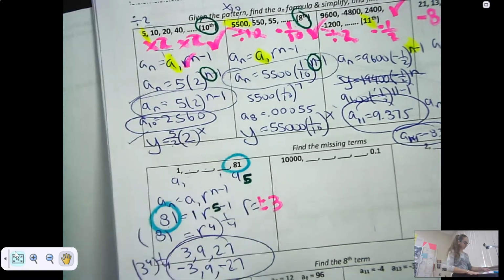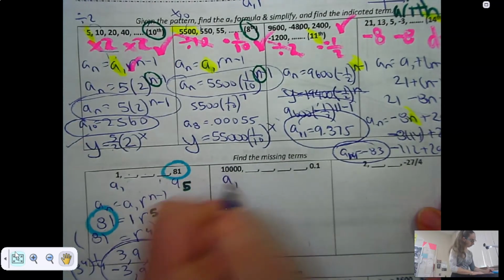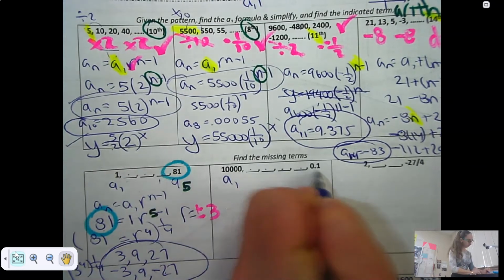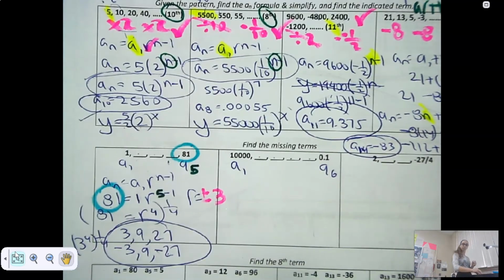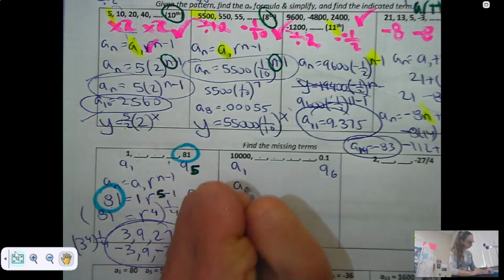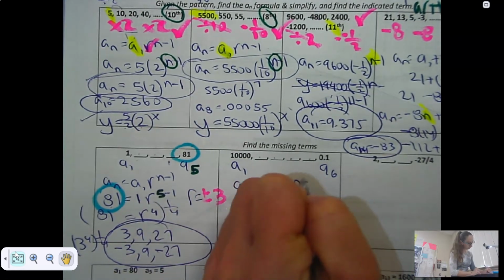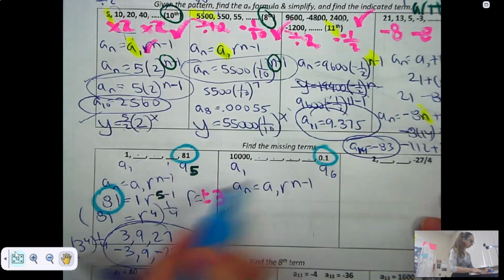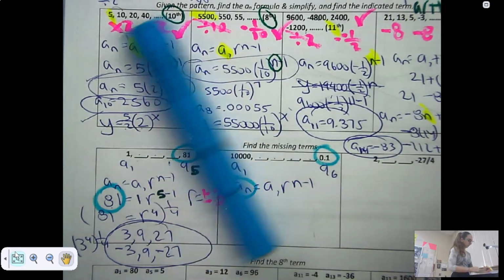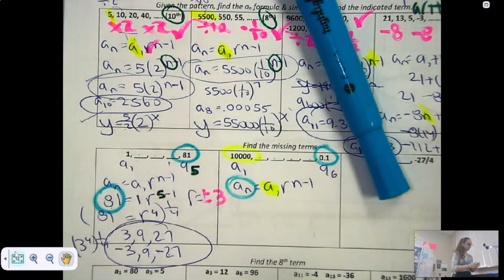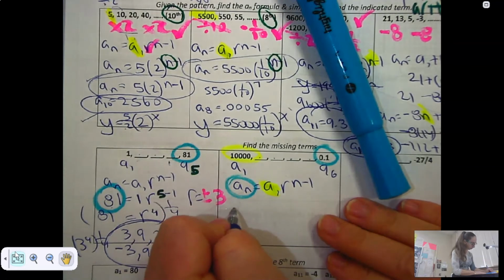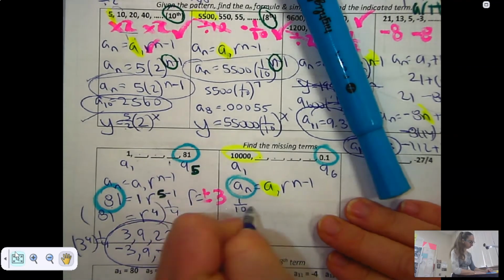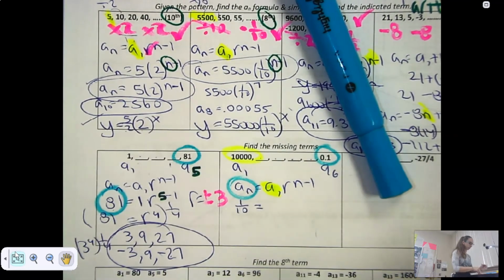Okay, let's do the next one. This is the first term, second, third, fourth, fifth, sixth term. So I'm going to go a sub n equals a1 r to the n minus 1. I take this, plug it in. I take this, plug it in. So I'm going to go point... I'm actually going to write it as 1/10. I just can't help myself. I don't like decimals as much.